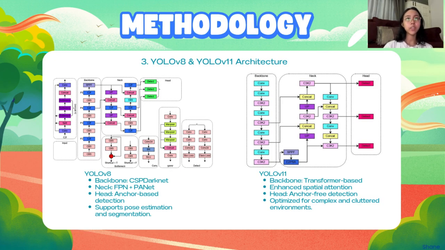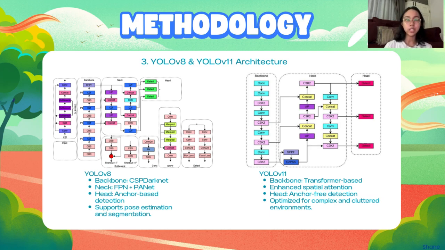YOLO is known as a fast and accurate real-time object detection model. This is the architecture of YOLOv8 and YOLOv11, which have different functions and architecture. For YOLOv8, the backbone uses CSPDarknet, the neck uses FPN plus PANet, and the head uses anchor-based detection. It supports pose estimation and segmentation.